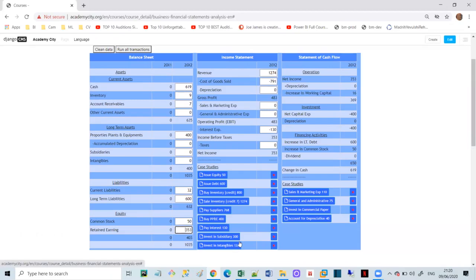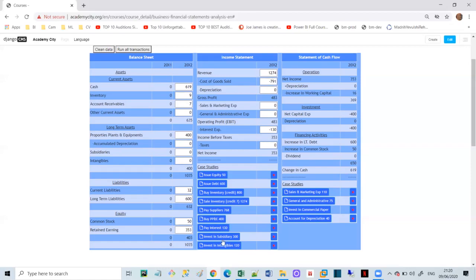Gotcha. And the beauty here is, we always start with this number in the statement of cash flow, and this decline is exactly explaining why the cash went down, because my net income went down. That's why the 619 went down.